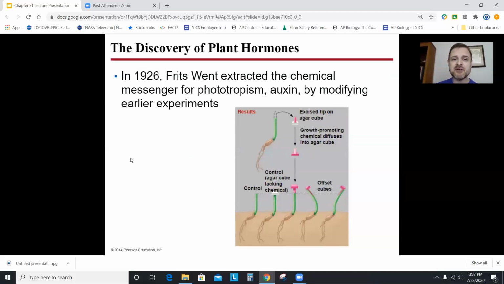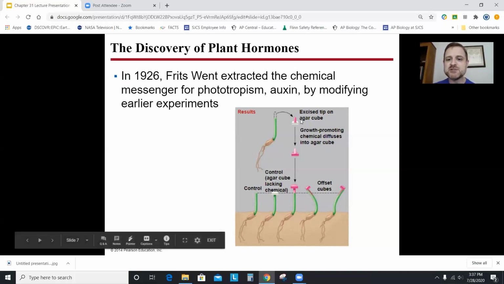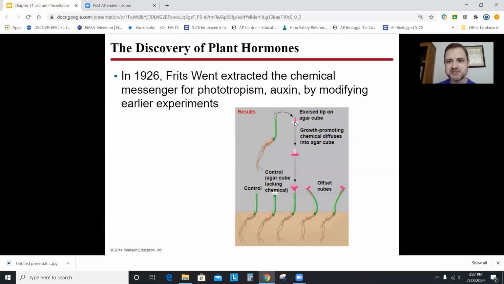Skip ahead even further, a guy named Fritz Went actually extracted the chemical. The term auxin, there's more than one type of auxin. There's a whole family of auxins. When you see the term auxin, auxin describes hormones that cause plants to grow toward the light. Just bear in mind there's more than one type of auxin, but for our purposes, we're just going to call it auxin. So look at what he did. Instead of using gelatin, he used agar cubes, which works just like gelatin does.